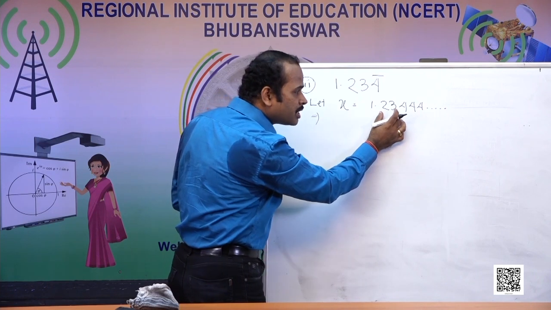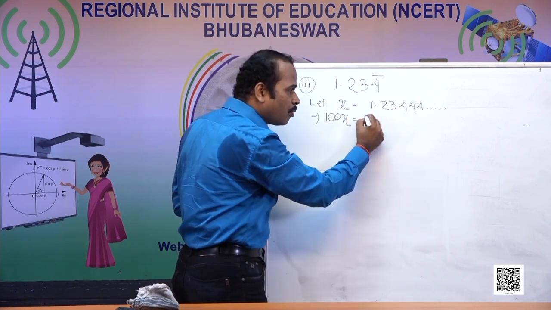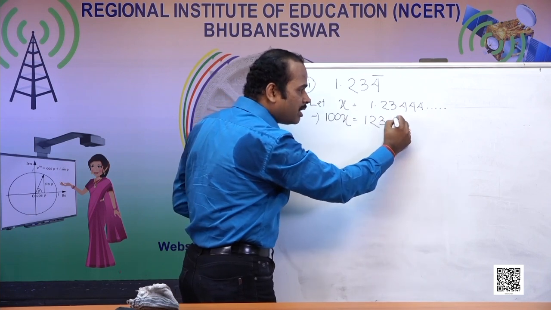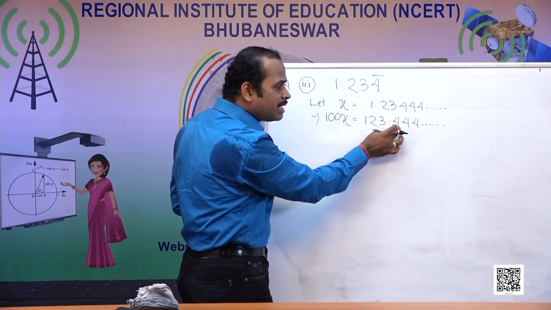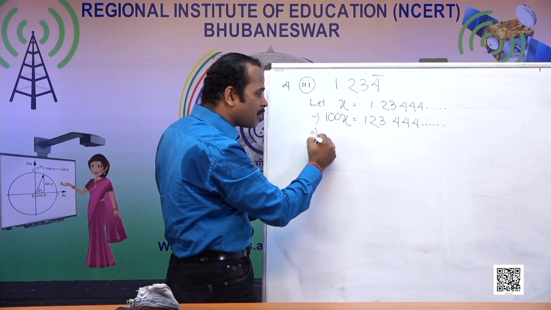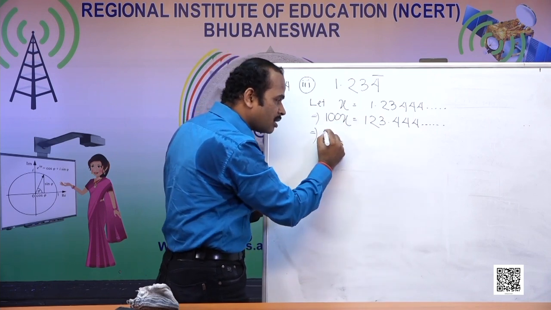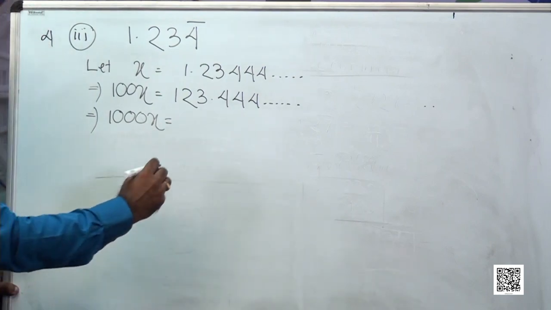To bring these 2 digits to this side, I have to multiply 100. So 100x equal to how much? It will be 123.444 and so on. Now this 4 is repeated every time. This single digit 4 is repeated. So to bring this 4 to this side, I have to multiply more 10 to this 100x. So this will become now 1000x. And 1000x equal to how much?